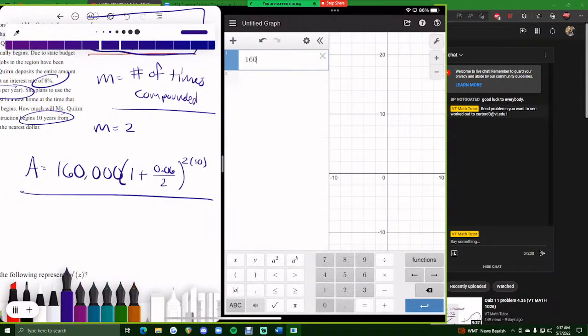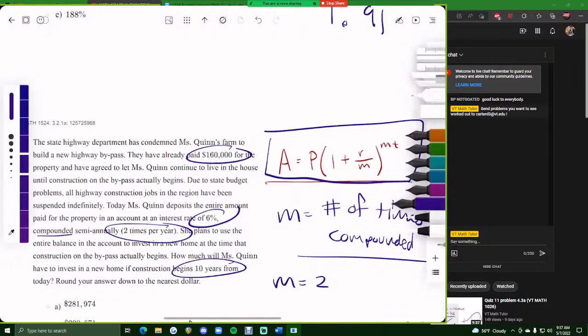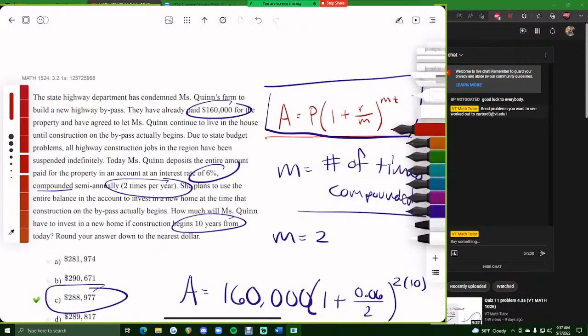160,000 all multiplied by 1 plus 0.06 divided by 2 raised to the 2 times 10, which is 20. And we get 288,977.79. 288,977 is close enough. And that's the whole process.